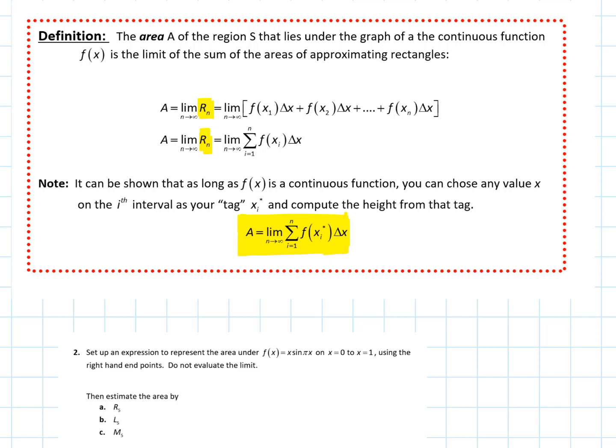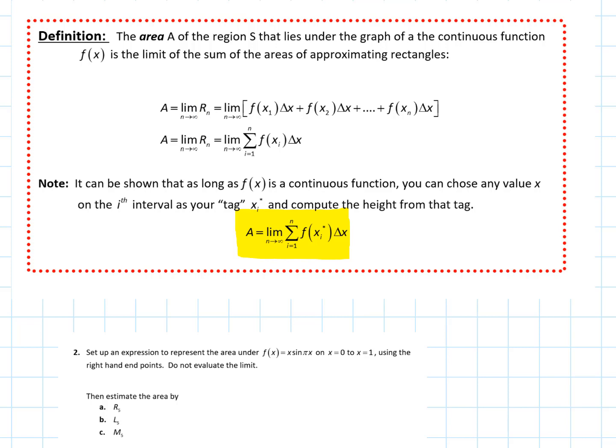Like I mentioned in that little sidebar in our explanation of this definition, that does not have to be the right-hand endpoints. It can be x sub i star. Okay, and that is what we're going to use more often than the right-hand endpoints. So go ahead, pause the video and take that down. The highlighted is a little more important than the two above. The two above are specific to right-hand endpoints.